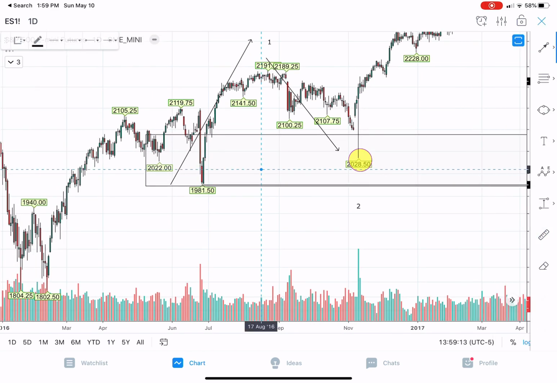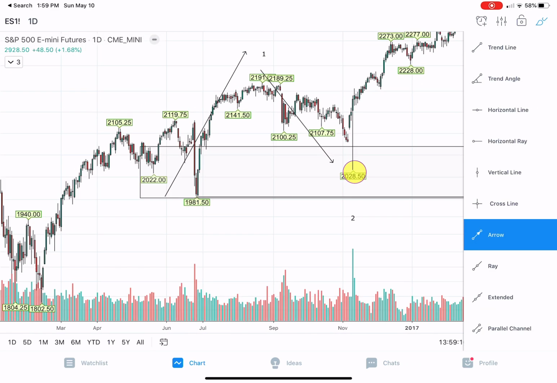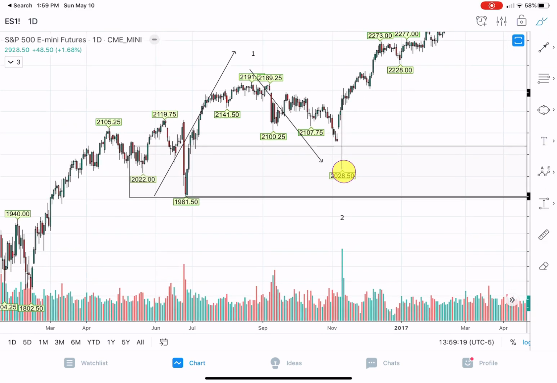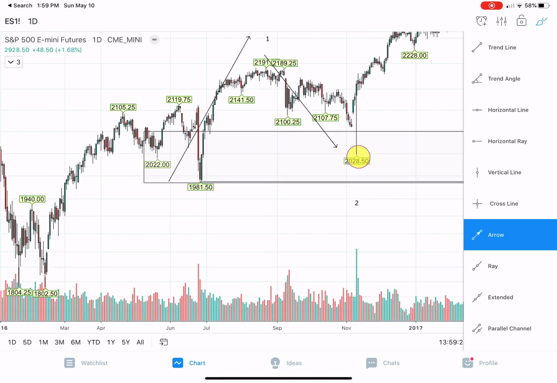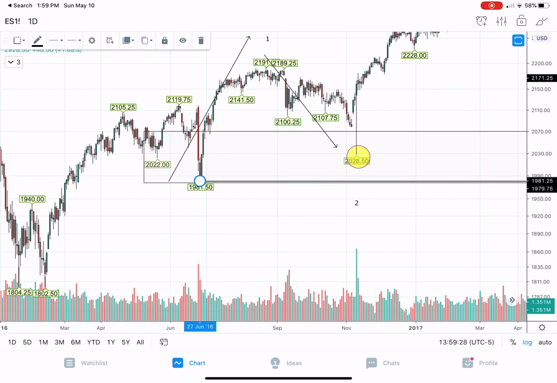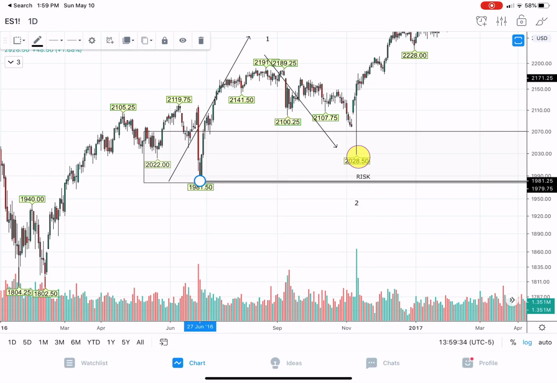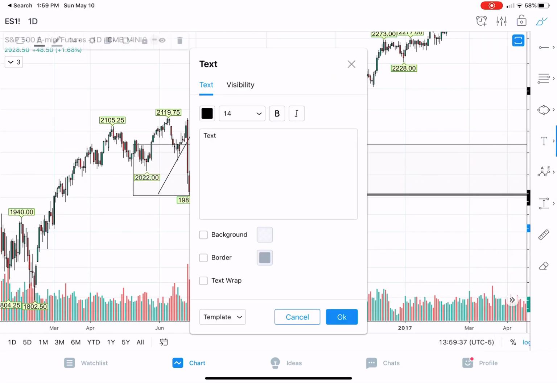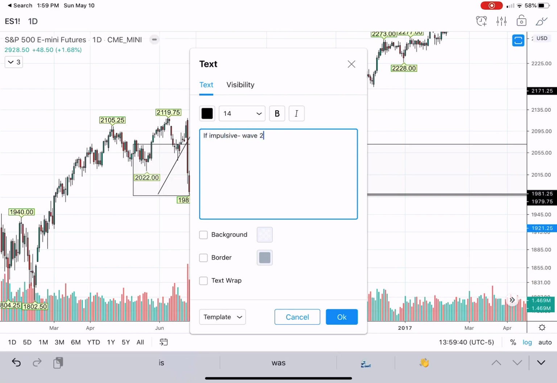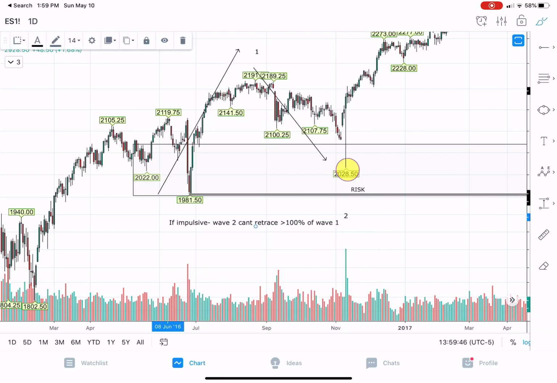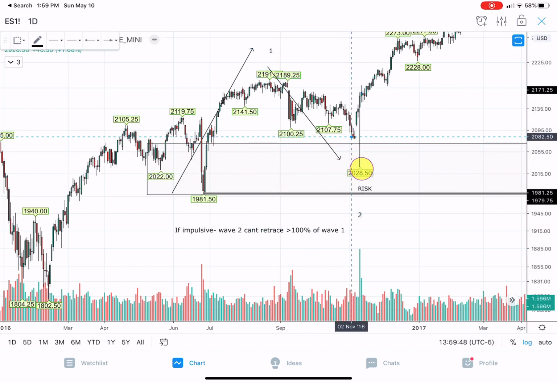So an example of playing a structure like this is when you do see these kind of levels form, you can actually enter on the retest of the level here, and then your risk would be if we break below this pivot low, because inside an impulsive move, if impulsive, wave 2 can't retrace over 100% of wave 1. So it is safe to assume that you can enter on the retest of this weekly demand zone, with your risk being if we break below this pivot low.